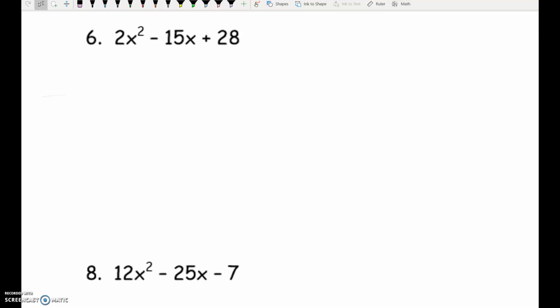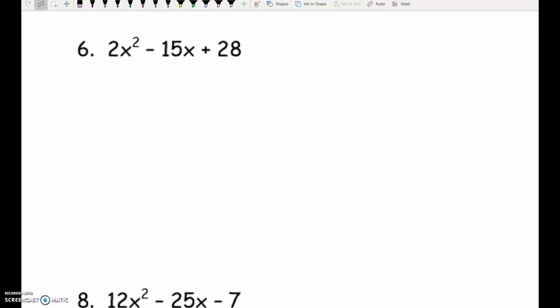Take a moment and try number 6 using whichever method you prefer. I am actually going to do this using both methods to show you both ways in just a second. So pause the video. I don't think you paused the video. You need to pause the video and try this one. Like now, please, please.